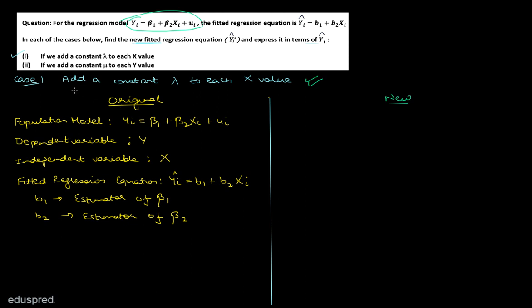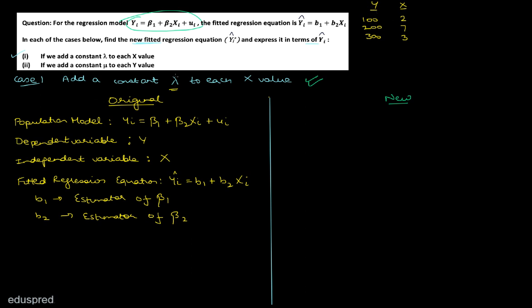Now we are given that we are adding a constant lambda to each x value. Let's understand what we mean by this. Your dependent variable is y and your independent variable is x to start with. Let's write some values of y over here. Let's say there are three values, 100, 200 and 300. Similarly, let's write three values for x, say 2, 7 and 3. So this is the x and y data that we have.